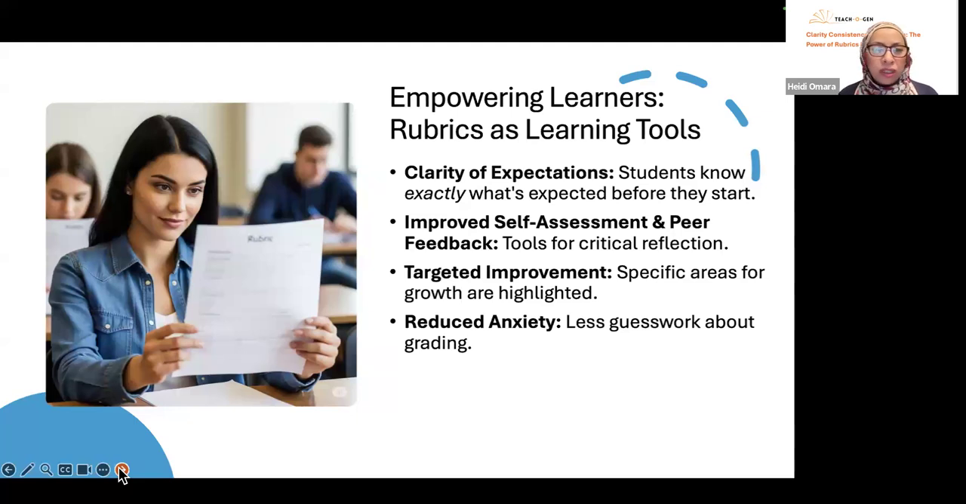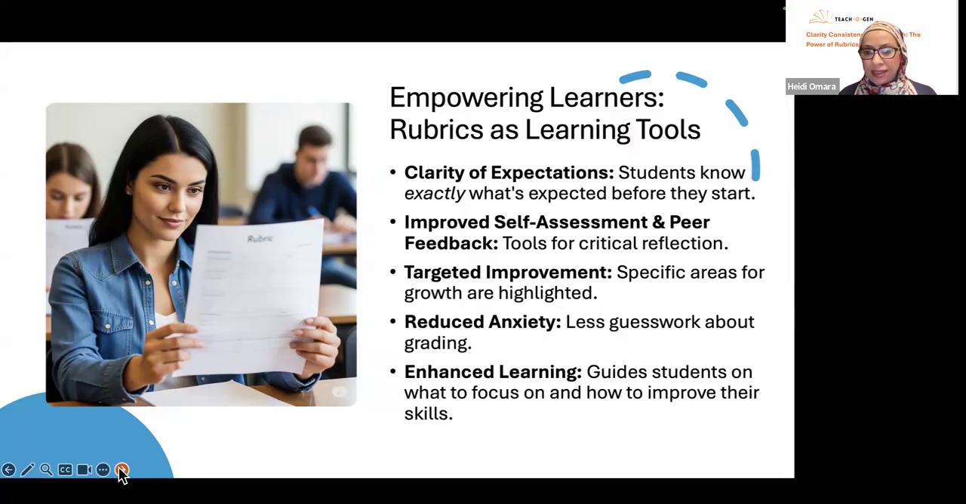What am I going to get? What is going to happen? Does this teacher look at ideas more or grammar? Oh my God, am I going to lose the whole grade because my grammar is bad? No, you're going to be graded for your ideas, for your vocabulary, not necessarily all about grammar. So it's not about the teacher, it's about the rubric that you will be assessed against. And enhanced learning, because it guides students on what to focus on and how to improve their skills.